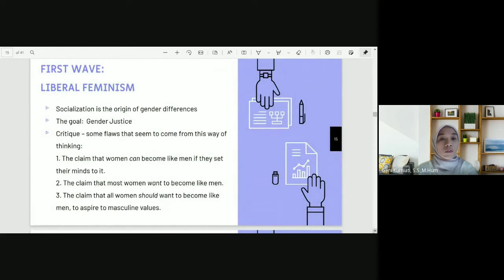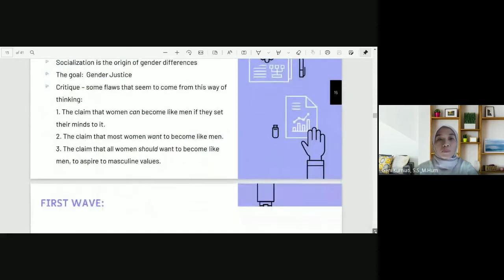Of course, there are critics along in this wave, in this movement, some flaws that seem to come from this way of thinking. The first one is the claim that women can become like men if they set their minds to it. And the second one, the claim that most women want to become like men. And the third one, the claim that all women should become like men and aspire to masculine values.